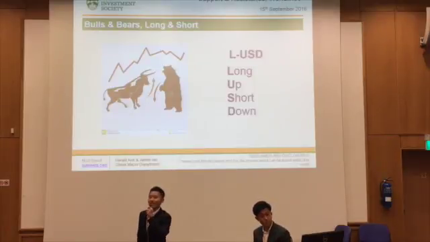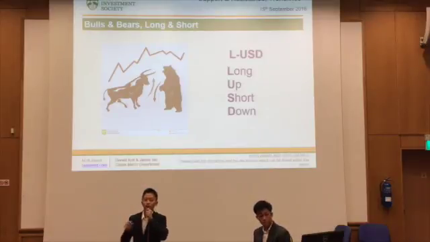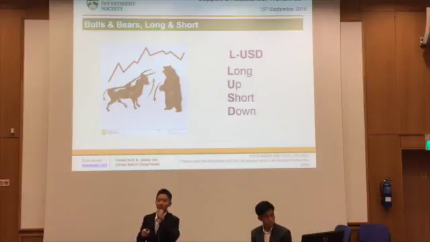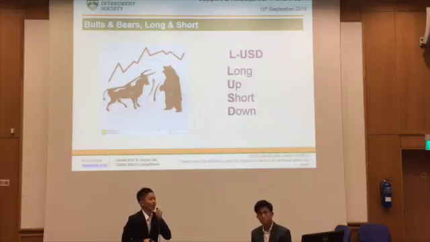Okay, so I just want to recap some basic terms which were covered last week. What are the bull and the bear? The bull attacks with his horns upwards, so you expect the price to go up. While the bear attacks with his paws downwards, so you expect the price to go down. This is for people who have never traded before and are new to trading.